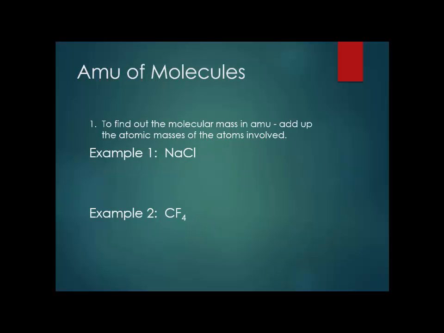So to find out the molecular mass in AMU, you would add up the atomic masses of the atoms involved. Table salt is NaCl, sodium chloride. If we add up the mass for 1 sodium and 1 chlorine, that will give us the AMU for 1 NaCl, 1 molecule of table salt. If I have carbon tetrafluoride, I would do something very similar. I would take the mass for 1 carbon, and then I'd take the mass for fluorine and multiply it by 4 because there are 4 atoms there. And I'd add all those up and it would give me the AMU for carbon tetrafluoride.